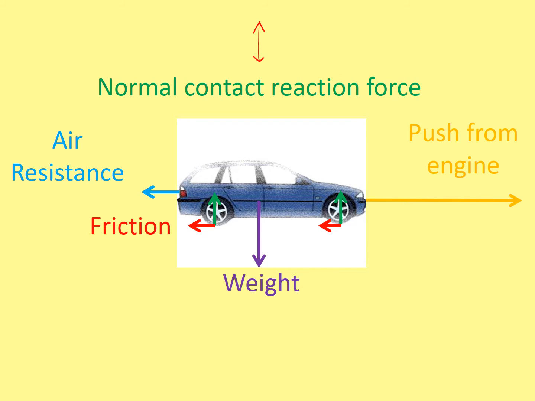Now, if we have a look in the side-to-side direction, the forces we've got acting are the push from the engine, or the driving force, friction, and air resistance. And if you look at the arrow for the driving force, you can see that it's much larger than the sum of the friction arrows and the air resistance arrow. And therefore I know that there is a resultant force. If there is a resultant force, then this object is either speeding up or slowing down, depending on which direction the resultant force is acting.